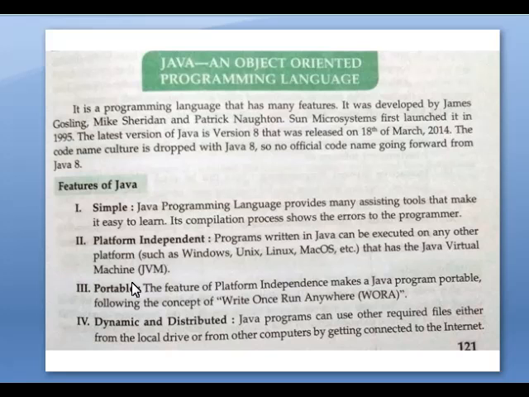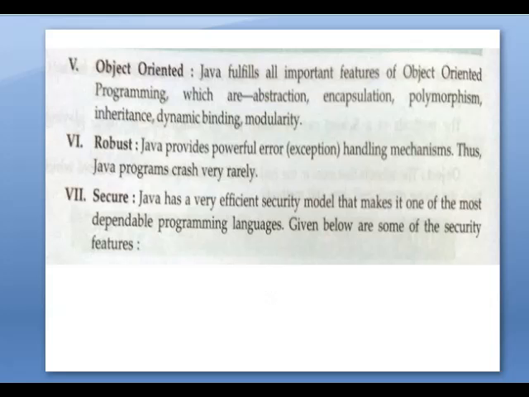Then third one is portable. The feature of platform independent makes a Java program portable, following the concept of write once, run anywhere. The next one is dynamic and distributed. Java programs can use other required files either from the local drive or from other computers by getting connected to the internet.